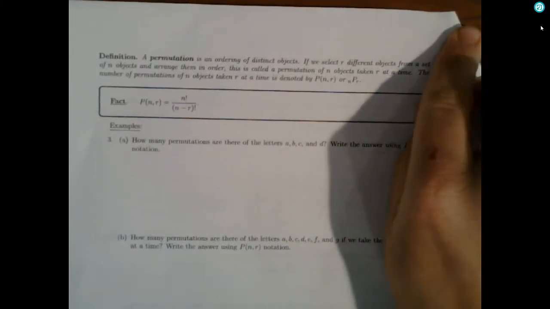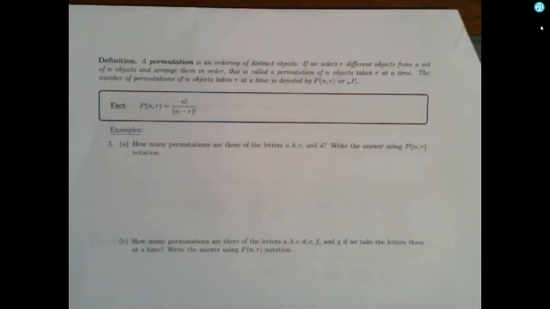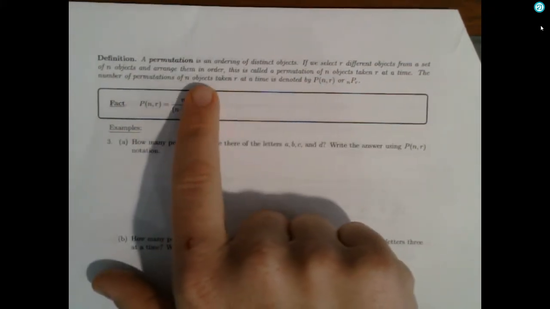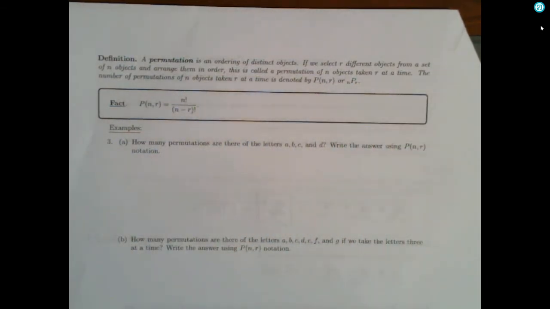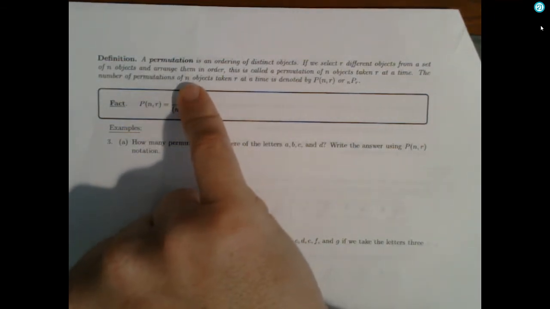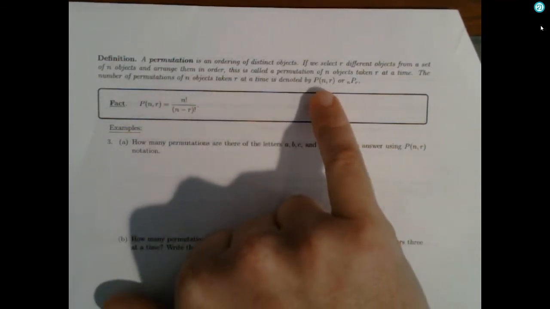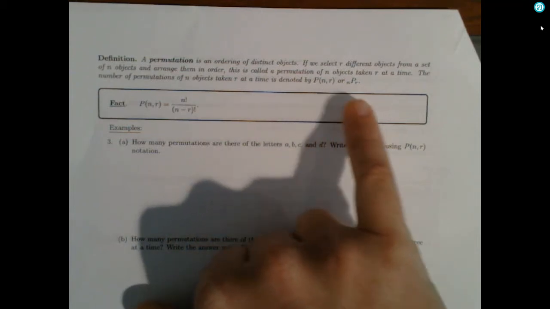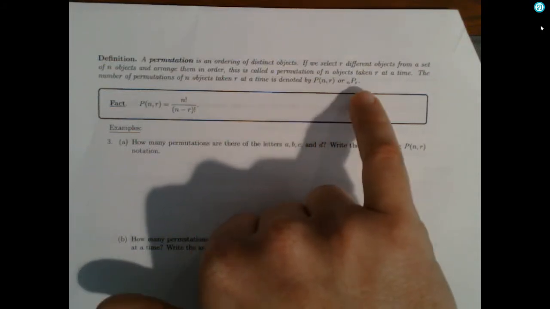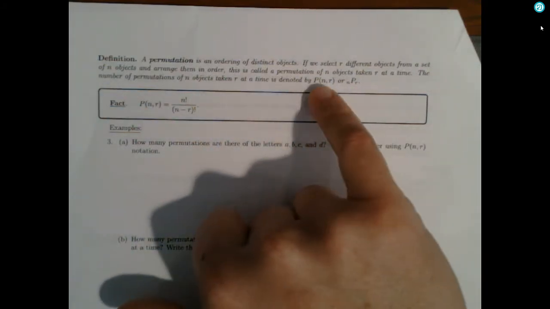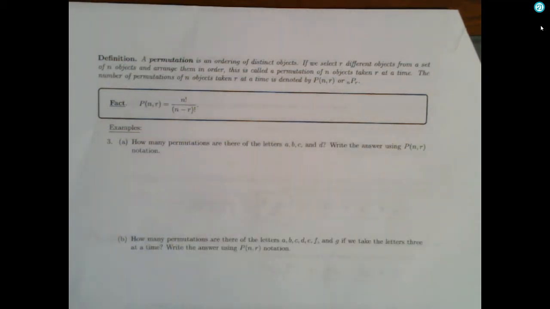Now here's how factorials are useful when it comes to counting. A permutation is an ordering of distinct objects. If we select R objects from a set of N objects and arrange them in order, this is called a permutation of N objects taken R at a time. The number of permutations of N objects taken R at a time is denoted by P of N, R or N permute R. Some books use this symbol, some books use this symbol. We'll use this symbol for this class.